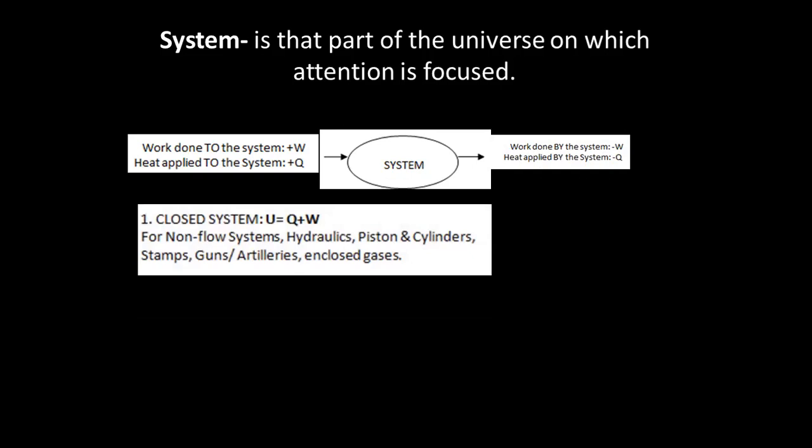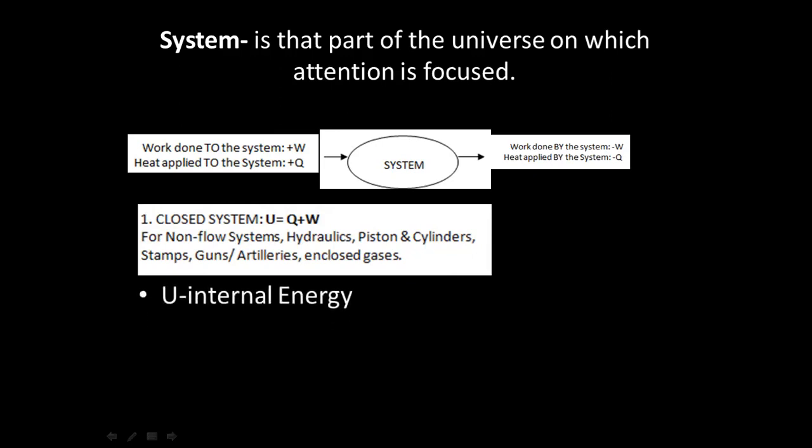Now, the formula for a closed system is ΔU = Q + W, or change in internal energy is equal to heat plus work. So we have the engineering applications for closed systems as the following. We have non-flow systems, hydraulics, pistons and cylinders, and for military applications, we have guns and artilleries, and then enclosed gases.